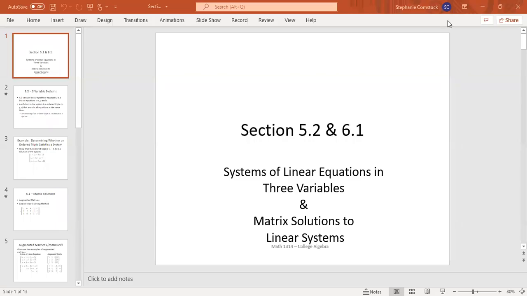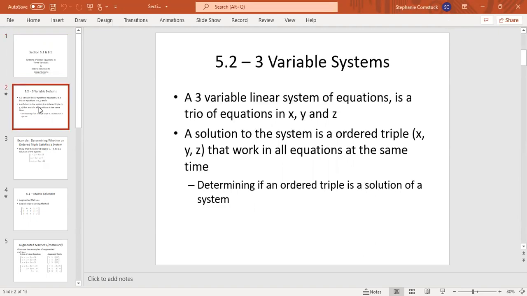So for section 5.2 and 6.1 for this particular grouping, we're going to be now talking about doing a 3-variable system of equations. And as I mentioned in the first section 5.1 video, when we talk about systems of equations and when we have more variables, the typical expectation is that the number of variables that we're using is going to be the same number of equations. So now what we're going to have is a 3-variable linear system of equations. And so we're going to have 3 equations and they're going to have 3 variables, or x's, y's, and z's.